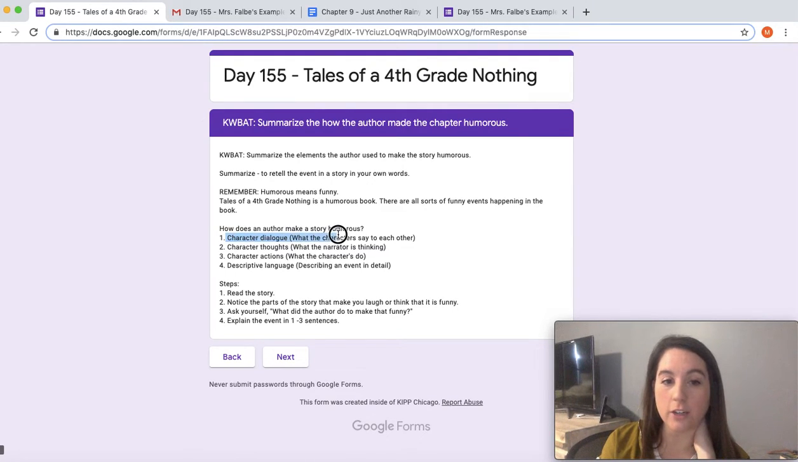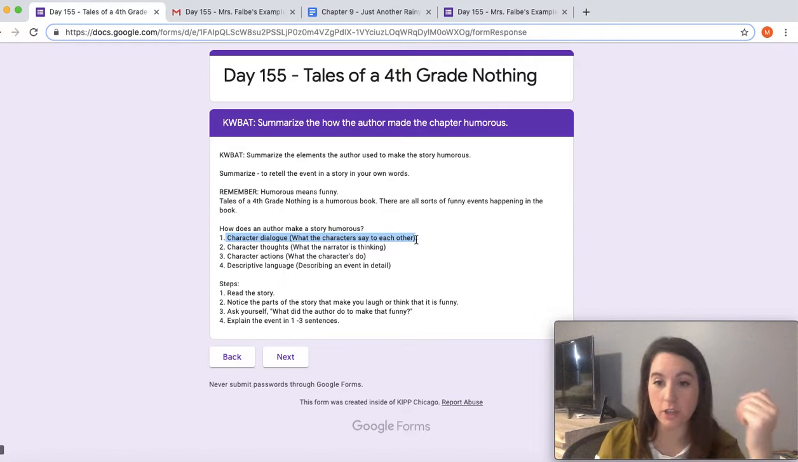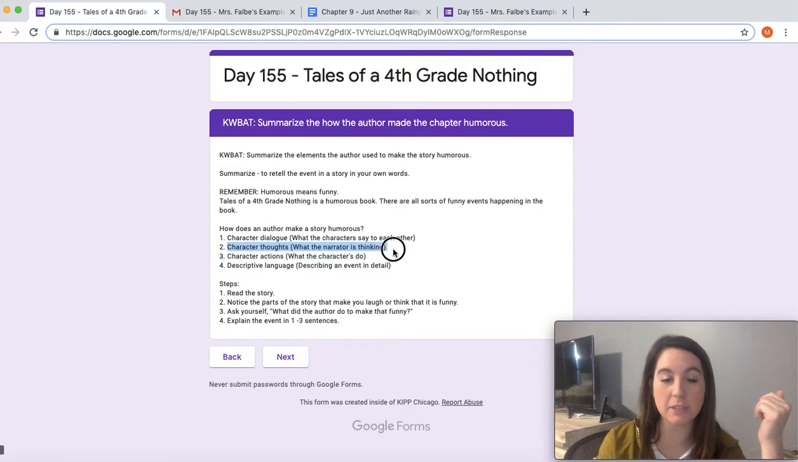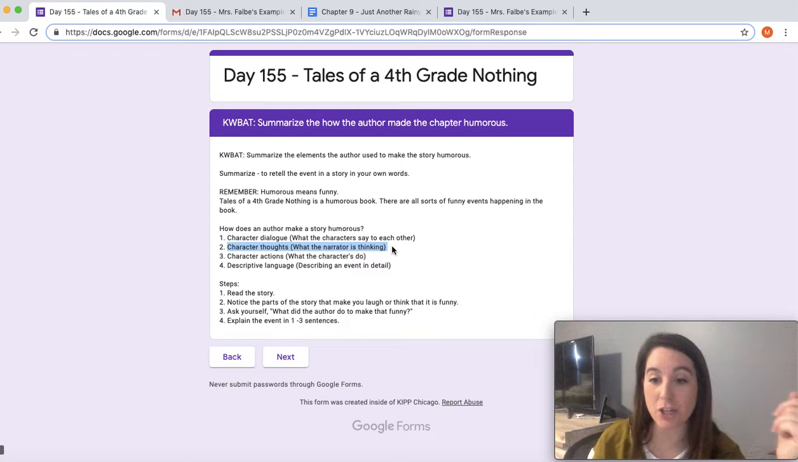So we can look at the character dialogue. What the characters say to each other sometimes makes the story funny. We can look at the character thoughts. Specifically in this story, sometimes Peter's thoughts make the story funny. He might think something about Fudge that makes the story funny.